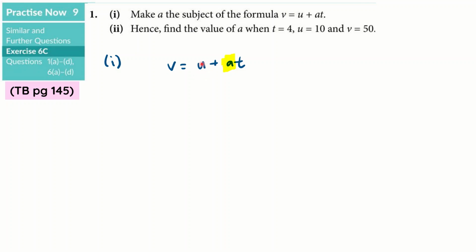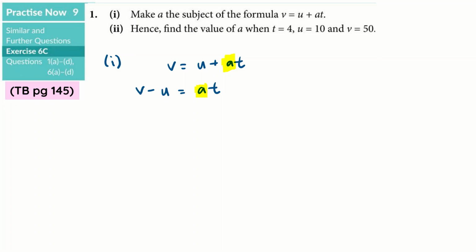So when I shift U to the left-hand side, I will need to write it as V minus U, because minus is the opposite of plus. And that is the thing that we need to do when we shift things over. So in the next step, I will say V minus U equals AT. A reminder again that A is the objective.